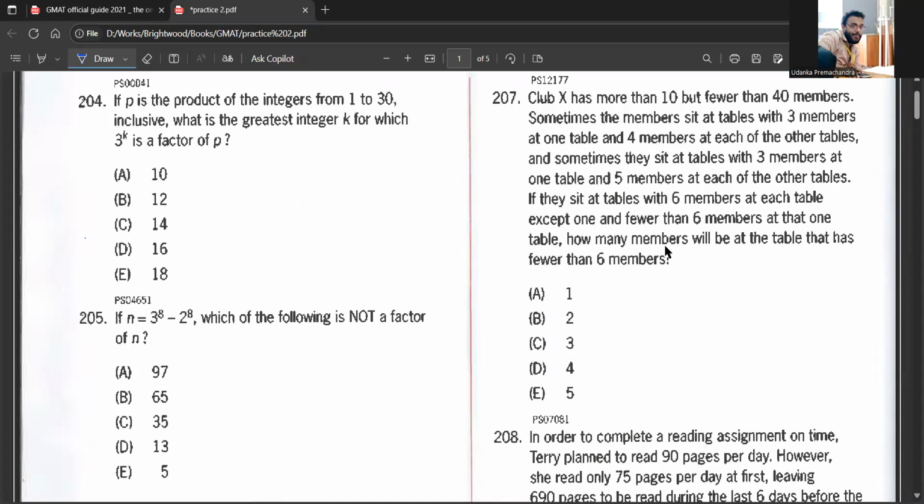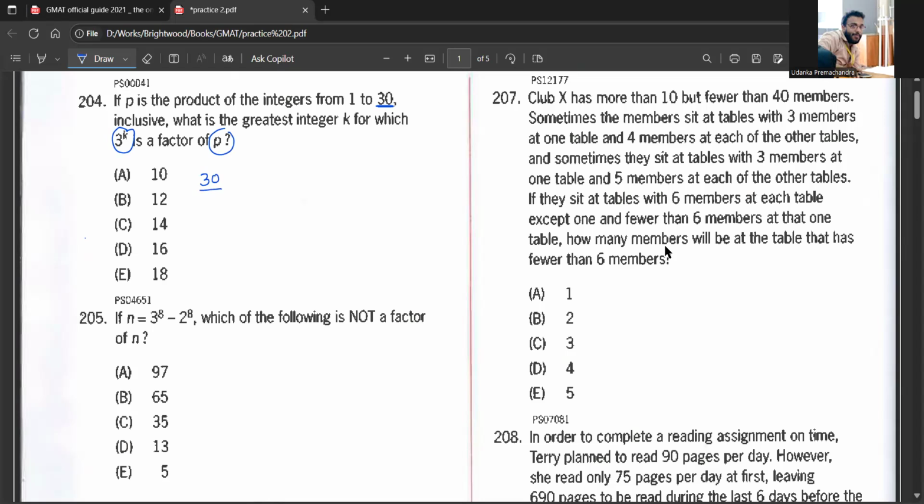Look at it. If P is the product of the integers 1 to 30, inclusive, what is the greatest integer k for which 3^k is a factor of P? That means you can take 1 to 30. The highest, greatest number should be 30.